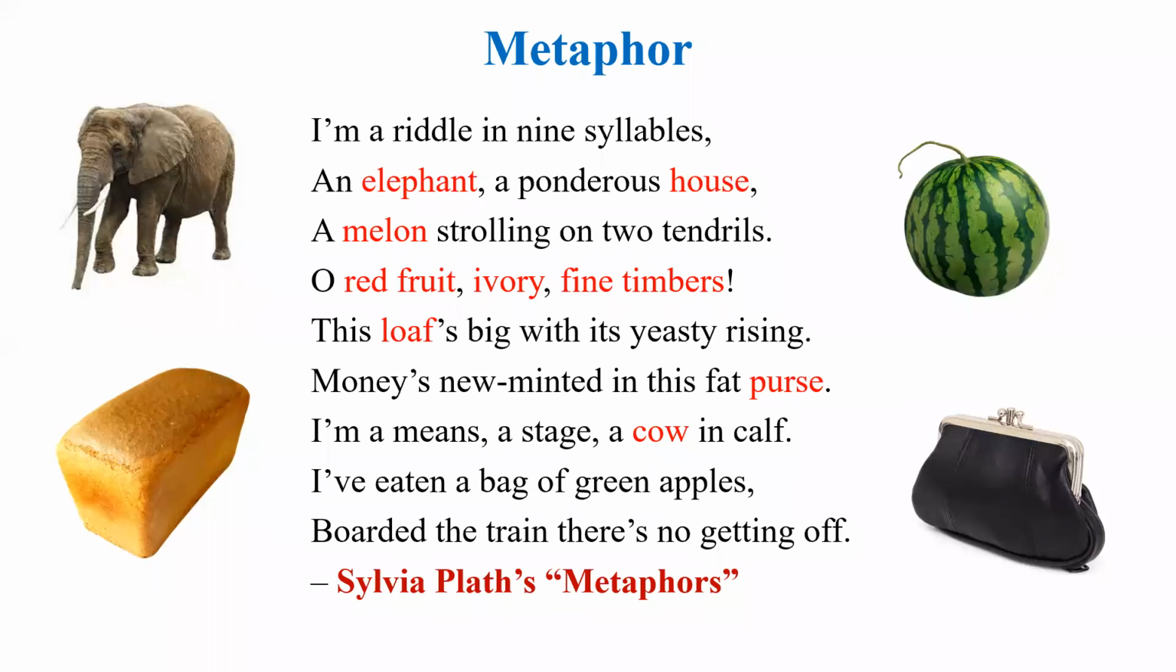So if I say she feels like an elephant, that becomes a simile. She doesn't say the markers like or as. When you go for simile, you have markers like as or like. But when it comes to metaphors, it's direct. So she says, I'm an elephant. I'm a ponderous house, heavy house, a melon, a red fruit, ivory, timbers, loaf, a fat purse, cow.